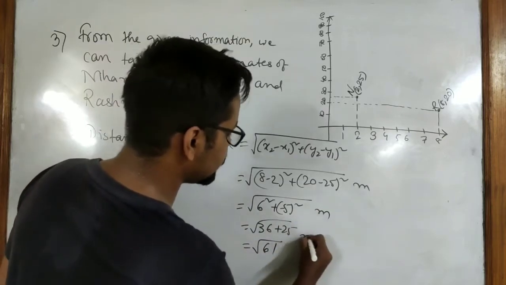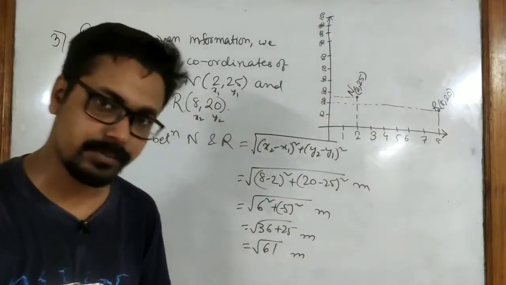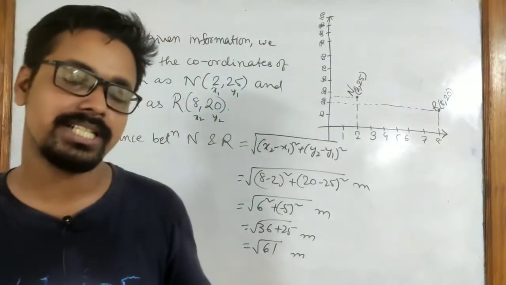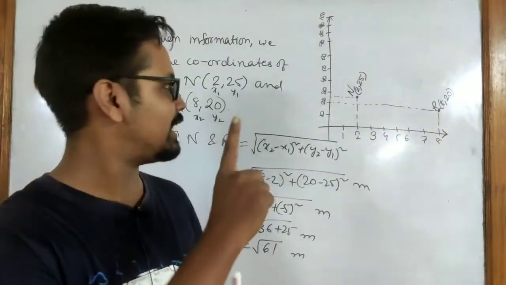So it is root 61 meter. That is the distance between Nihadika and Rashmi. So that is the first part done. And in the next part of the question, it is asked that if Padma has to plot, I think I made a mistake right here.